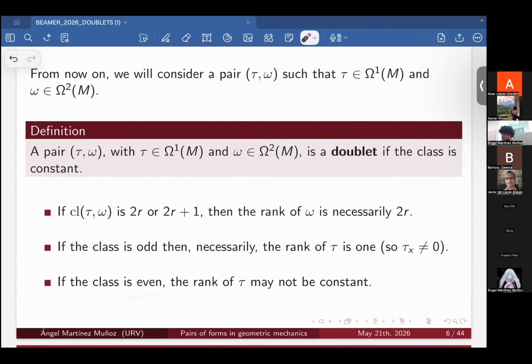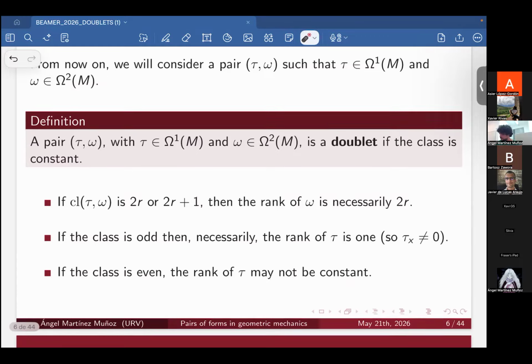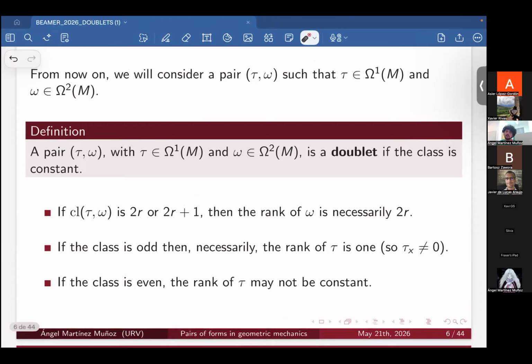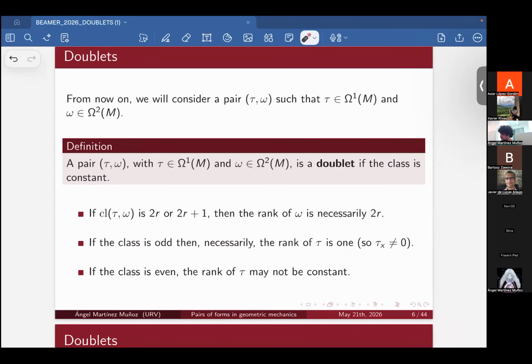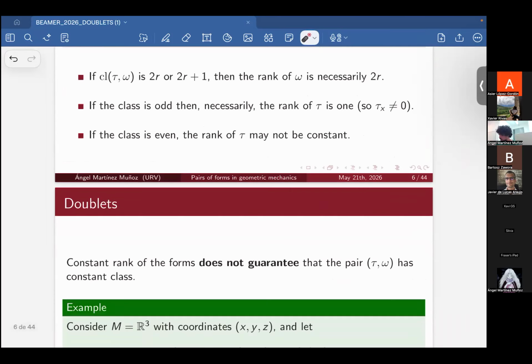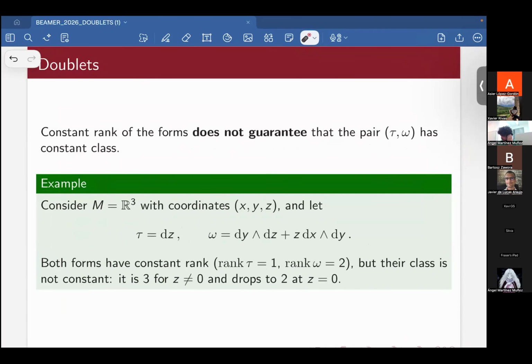And if the class is even, the rank of tau might not be constant. So tau might be non-zero at some points or 0 at other points, right? And you can try to think about counterexamples of things that don't work. In the preprint, we have a bunch of those. Here I give one. So imagine that you have constant rank of both the 1-form and the 2-form, then that is not enough to say that the class is constant. So it's a bit stronger in that sense.